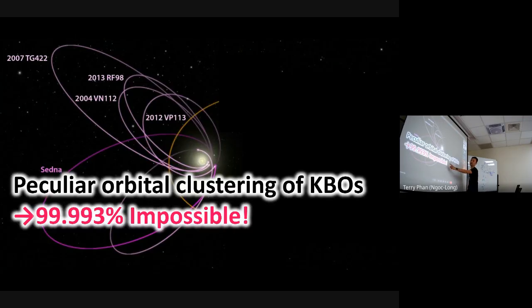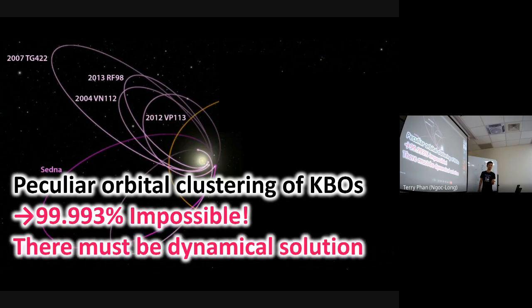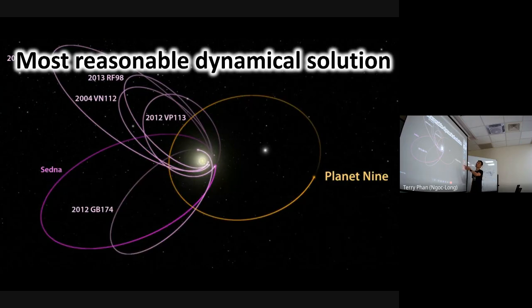So this is randomly 99.99% impossible. So there must be a dynamical solution. And the most plausible reason is the presence of a giant planet on the other side, which we call planet 9. If there's a giant planet on the other side, this planet's perturbation can kick out small bodies on this side of the solar system, and only small bodies can survive on the other side.